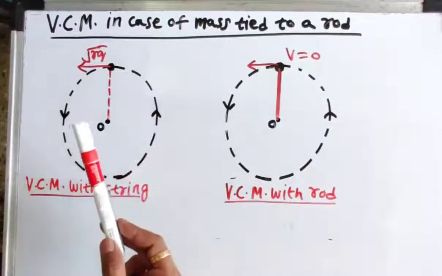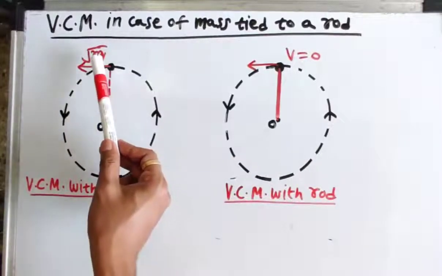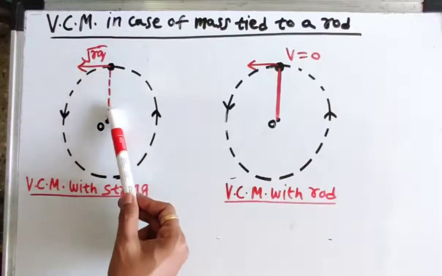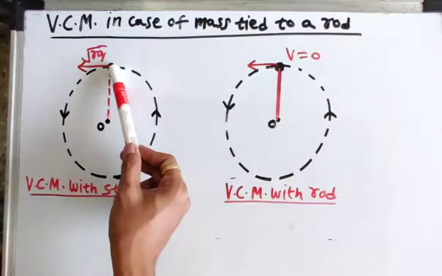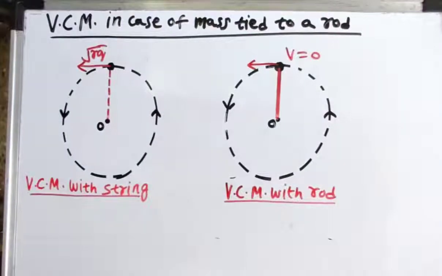Whereas in case of a string, if the speed of this object is less than root Rg, then the string will become slack and the object will fall down, and the vertical circular motion is not possible.